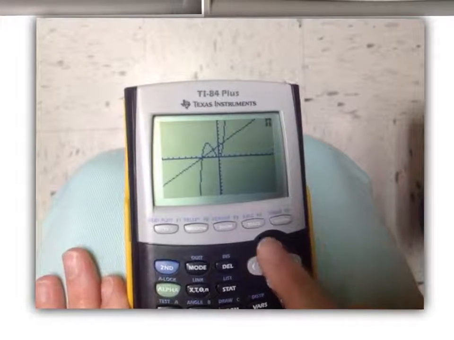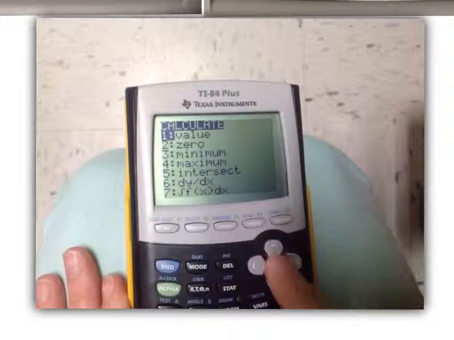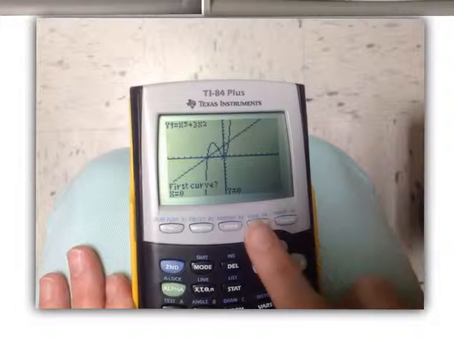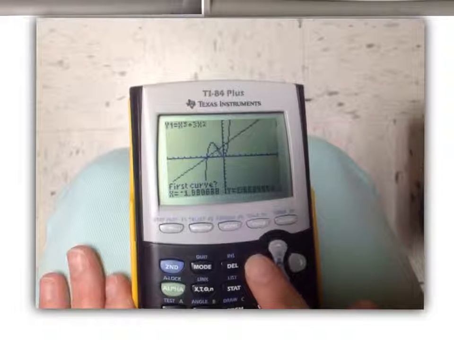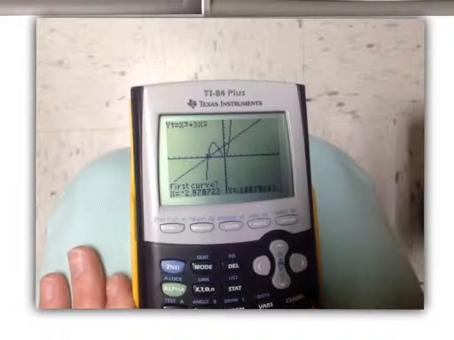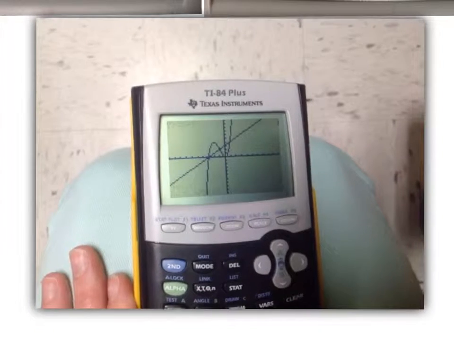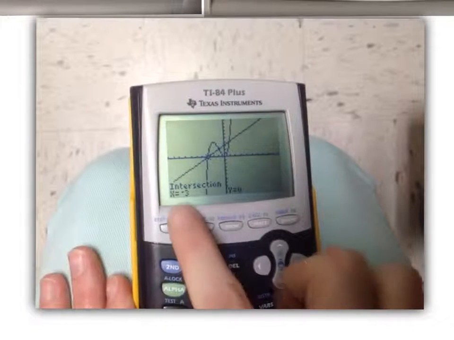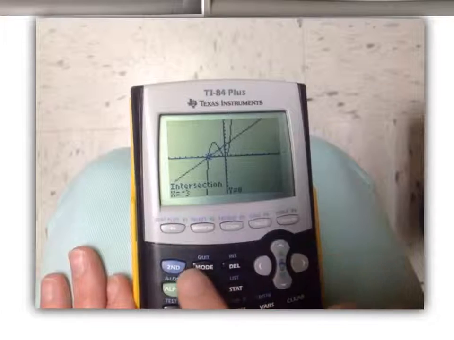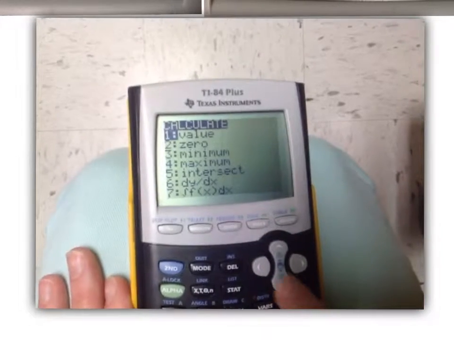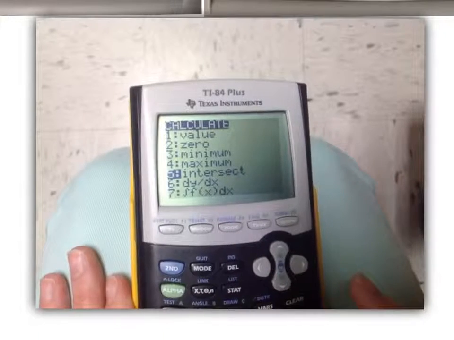Alright, so we're going to start out trying to find this one. So second trace, go down to number 5. I'm going to arrow over until I'm closer to that point. Alright, so I'm pretty close now. So I press enter, enter, enter. And I'm going to write down my x answer. So x equals -3. We're going to write that down.